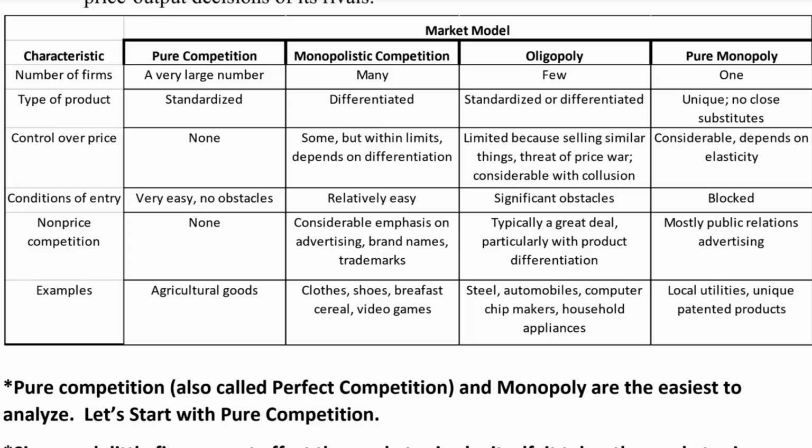In the last video, we looked at these four market models: pure competition through monopoly, with monopolistic competition and oligopoly in the middle. The two easiest to analyze are pure competition and monopoly, and right now we're focusing on pure competition. What would it be like to be a firm in a purely competitive market? And what kinds of decisions could you make in order to make your business as successful as possible?